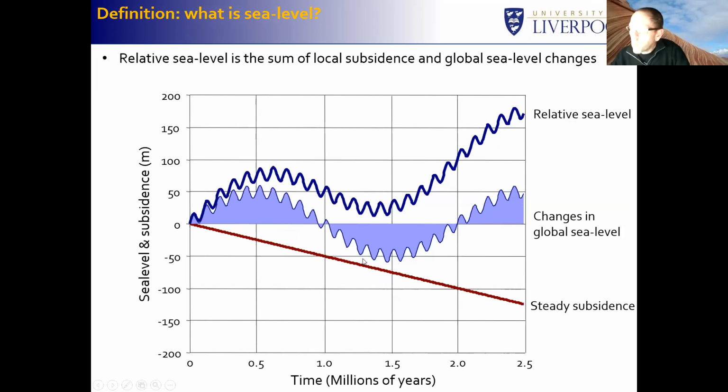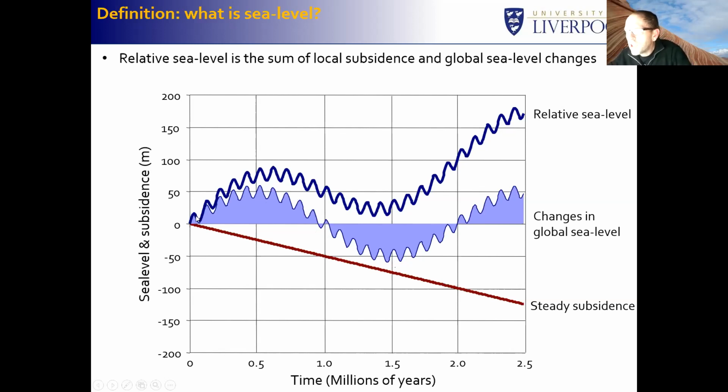So if we add together two different effects, we add together a global sea level curve like this, and I'll explain what this means. We've got time on the x-axis in millions of years, 2.5 million years there, and we've got sea level elevation on the vertical axis. So what we're seeing here is a long-term 500,000 year rise in global sea level, then 1 million years of global sea level falling, and then another 1 million years of it rising again in a sinusoidal type pattern.